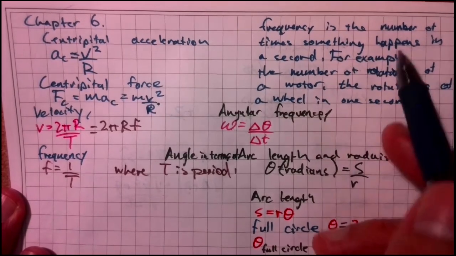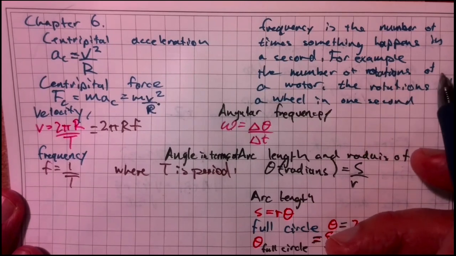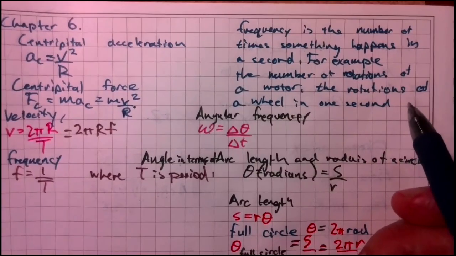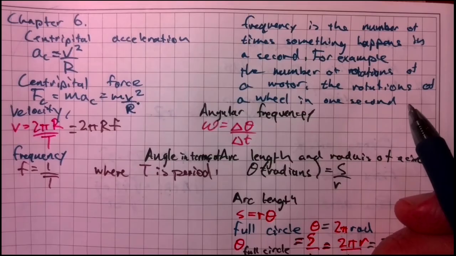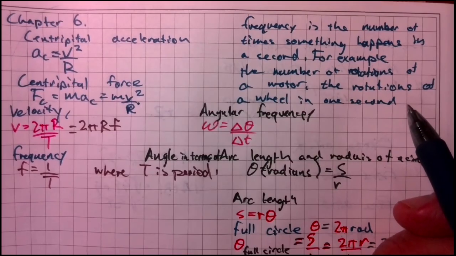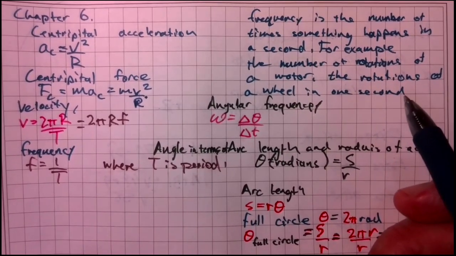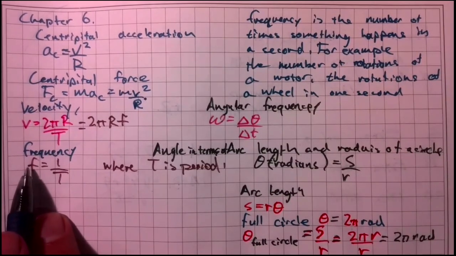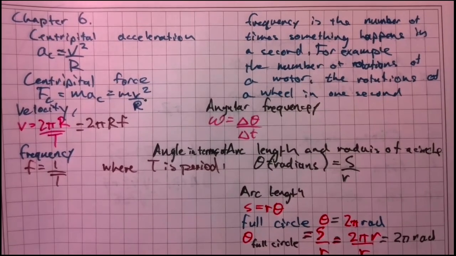Okay. And frequency is the number of times something happens in a second. For example, the number of rotations of your motor, the rotations of a wheel in 1 second, or maybe even something like waves passing you on the ocean. Maybe you're sitting on the beach and you count the number of waves, and you say, all right, how long does it take for a wave to crash on the beach? That would be the period. And if you know the period, you can find the frequency, right? So 1 over T is equal to the frequency, okay?